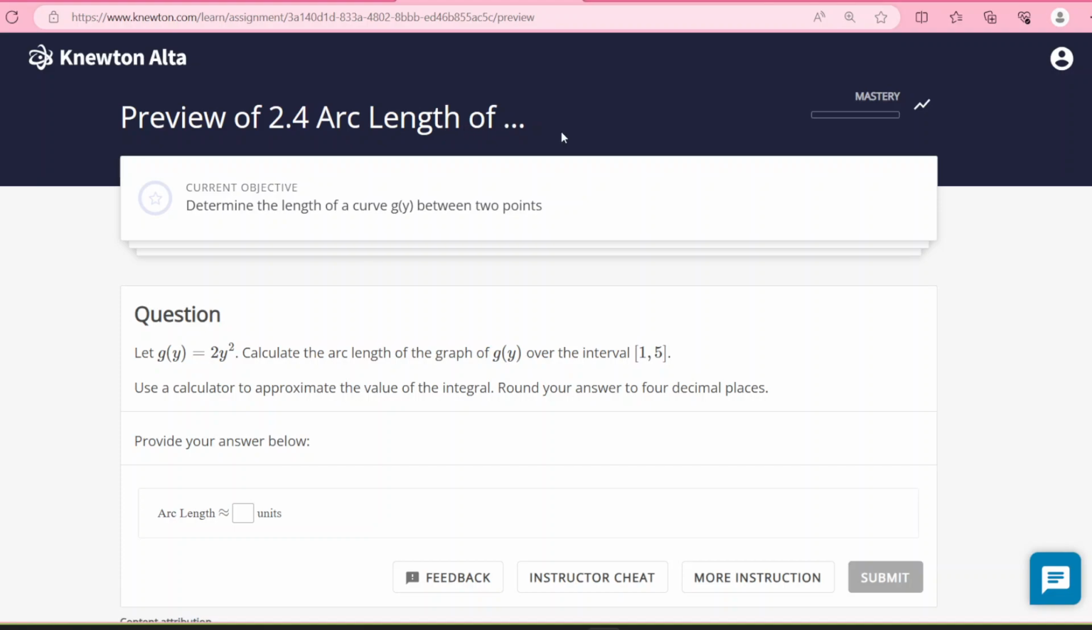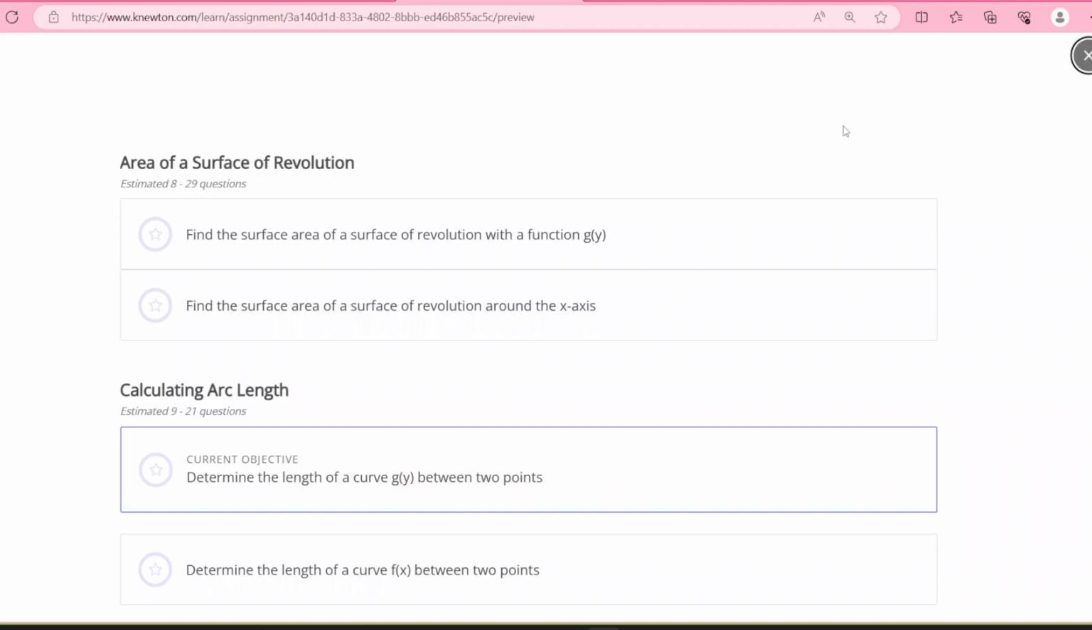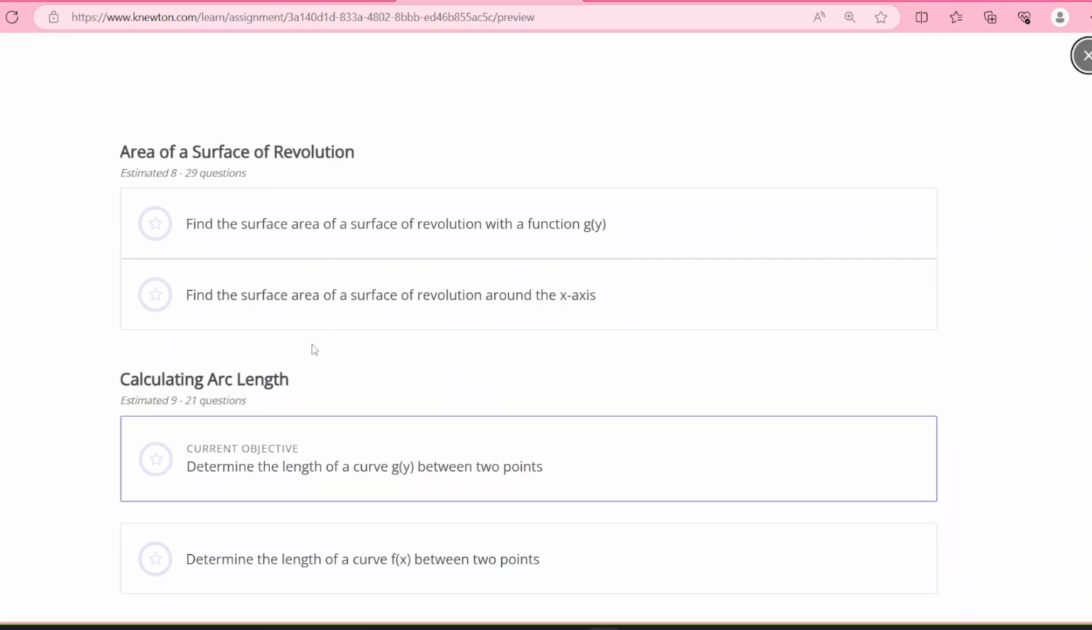So here's what your Newton-Alta assignments look like, right? You got the title of the assignment up top. You won't see the word preview. You have your mastery bar in the upper right corner telling you how far along you've gotten. Your activity log, which shows you how far you've gotten in each objective. So it looks like there are 4 objectives broken up into 2 parts. So we'll be seeing all the arc length questions first, and then after that, the area of a surface of revolution questions.